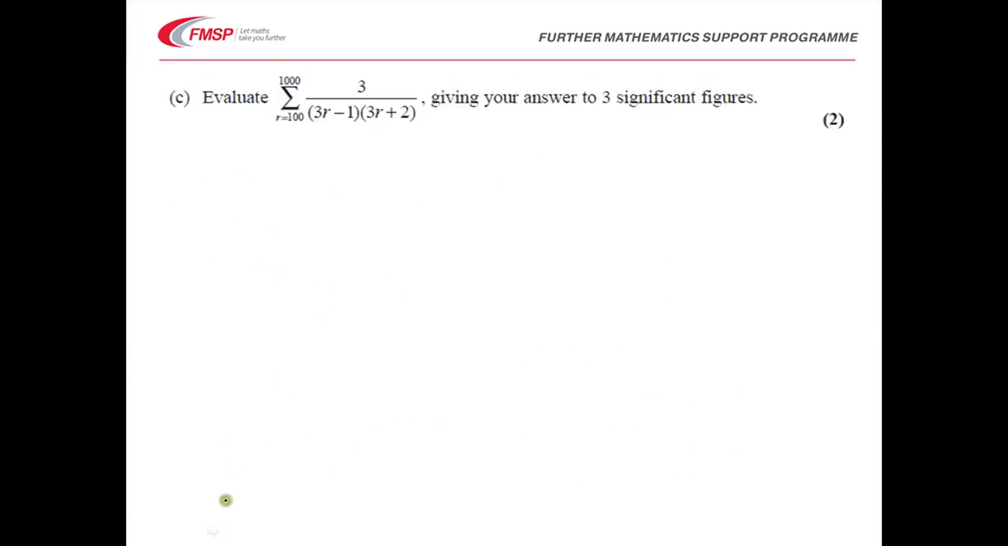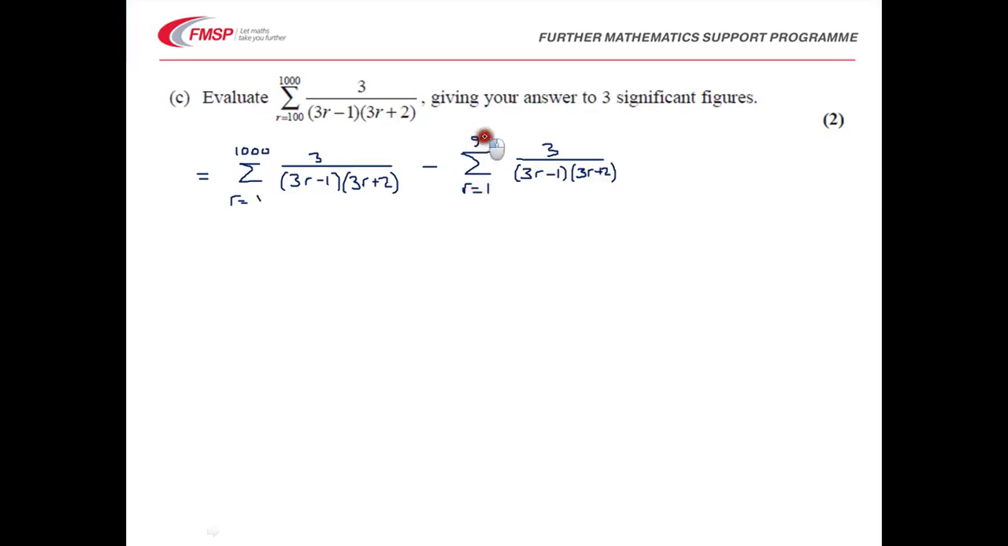And the final part, this is equal to the sum from r equals 1 to 1,000 of 3 over 3r minus 1, 3r plus 2, take away... Now this is where it's very easy to go wrong. I need 100 in the bit I've got left, so I don't want to be taking that off. So the bit I'm taking off is only r equals 1 to 99.